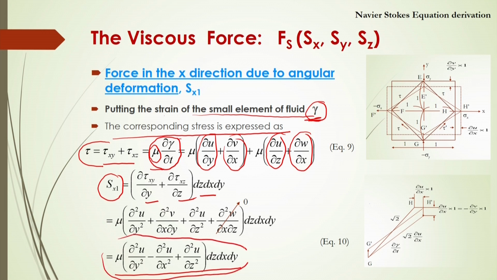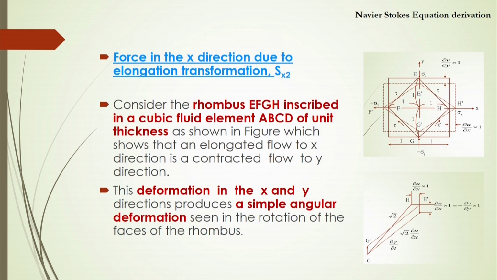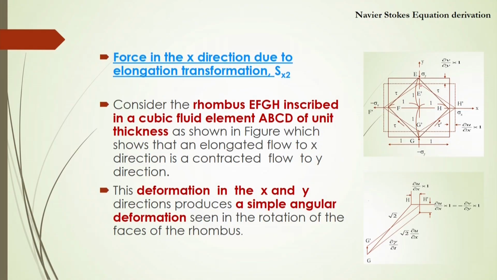So, this is your Sx1, that means the force in the x direction that is due to the angular deformation. And what should be the force in the x direction due to the elongation transformation, due to the stress, that means elongation or contraction? Consider the rhombus EFGH inscribed in a cubic fluid element ABCD in this figure of unit thickness, as shown in this figure, which will show you an elongated flow in the x direction, and also parallelly a contraction flow in the y direction.